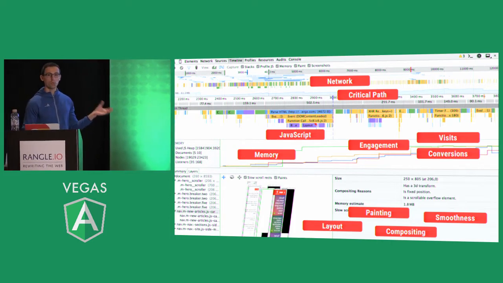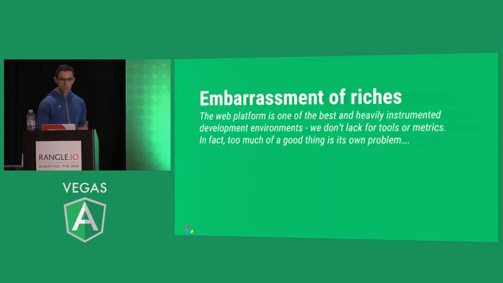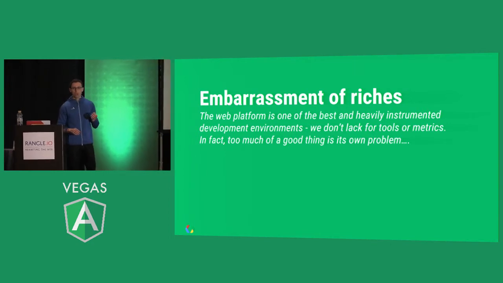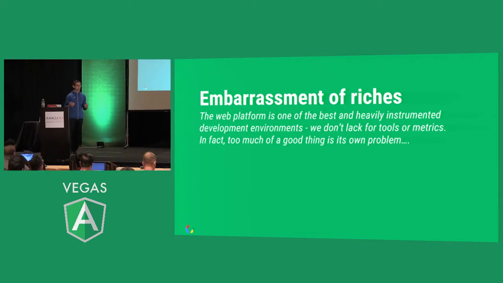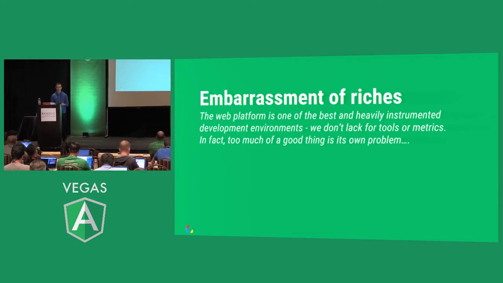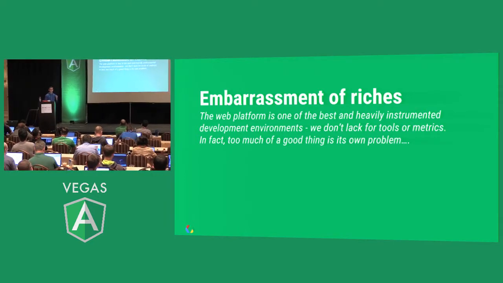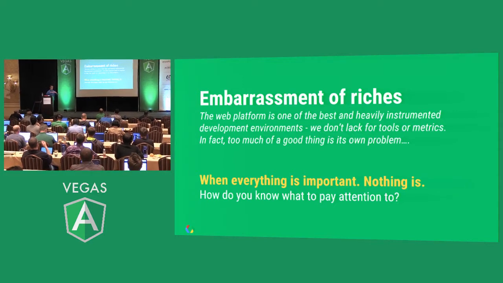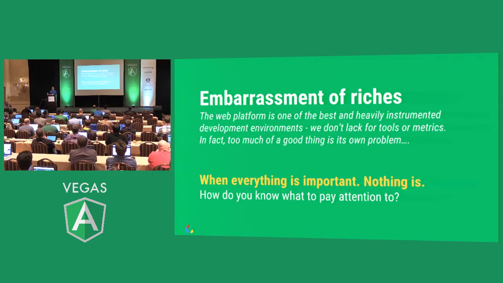And that, in fact, is the biggest problem that I run into personally when I try to work with various teams. Because what this actually points to is the fact that the web platform is arguably one of the best and well-instrumented platforms as far as performance goes. We don't have a lack of metrics. We have an overabundance of metrics and tools, and that in itself actually creates a different problem, which is when you open that thing and you look at all of the metrics, when everything's screaming at you saying it's important, nothing is, right? Because you have no idea what to pay attention to.